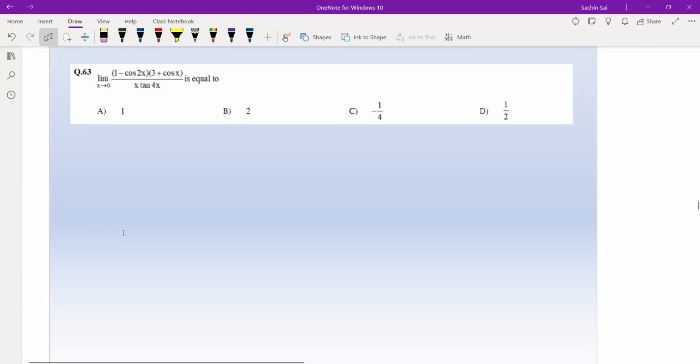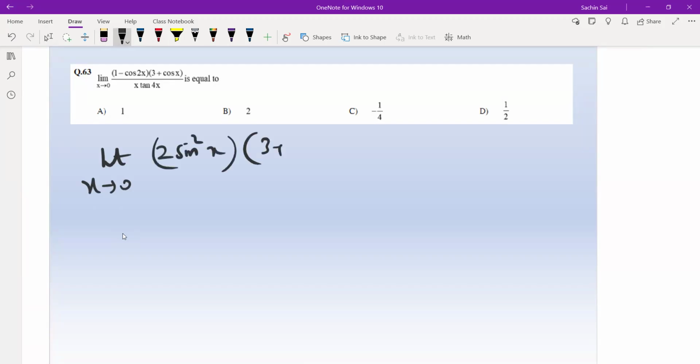Question 63, limit as x tends to 0. You have a limit here which is of the form 0 by 0. But I don't think using L'Hopital's rule is recommended here because you have x tan 4x in the denominator. The second reason is that I can see most standard limits in this question. For example, limit as x tends to 0, 1 minus cos 2x can be written as 2 sine square x, and 3 plus cos x, let us leave it as it is, divided by x tan 4x.